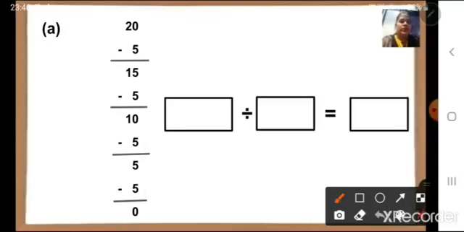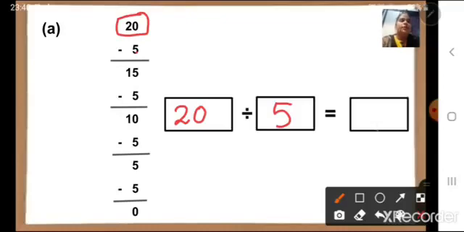So now we have to fill in the boxes. First we have to write the dividend, then the divisor and then the quotient. Now what is dividend? Dividend is the total number, right? So number 20 is our dividend. So we'll write here 20 divided by. Now divided by is our divisor. It is number 5 which is repeated. So 20 divided by 5 is equal to.